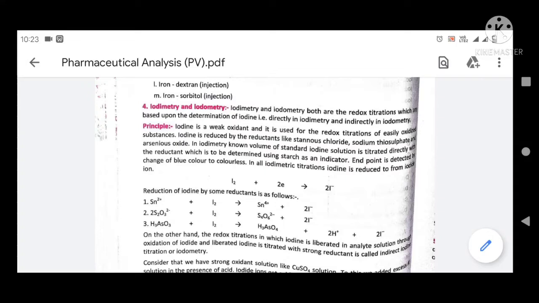Yes, so let's discuss the next one, that is iodimetry and iodometry. My dear brothers and sisters, if you are listening to this lecture, iodimetry and iodometry are simple. You remember one thing, iodimetry and iodometry, both are redox titrations which are employed or used in the determination of iodine.